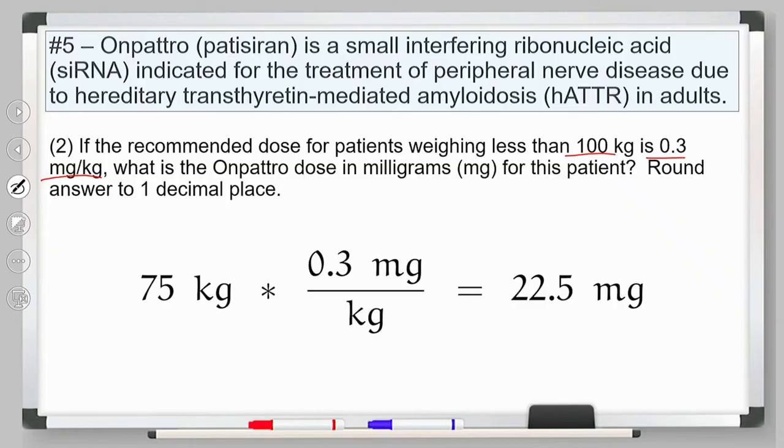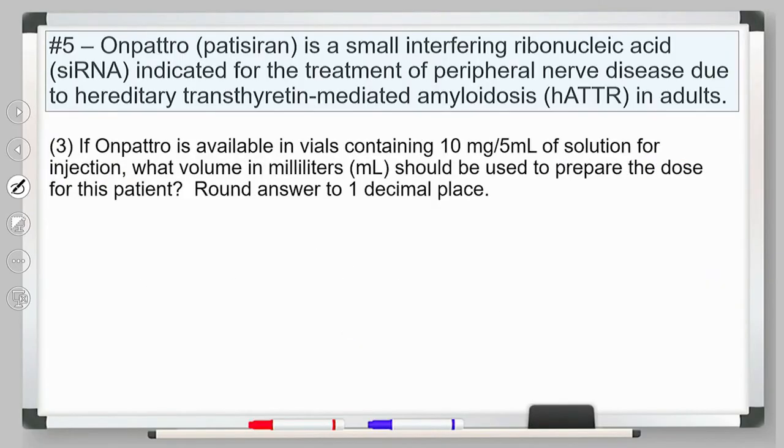His weight of 75 kilograms times 0.3 milligrams per kilogram will give me a total dose of 22.5 milligrams. Would you agree? I hope that this is easy. This is straightforward. Convert weight from pounds to kilograms. Take the dosing times kilograms to get a total dose of 22.5 milligrams.